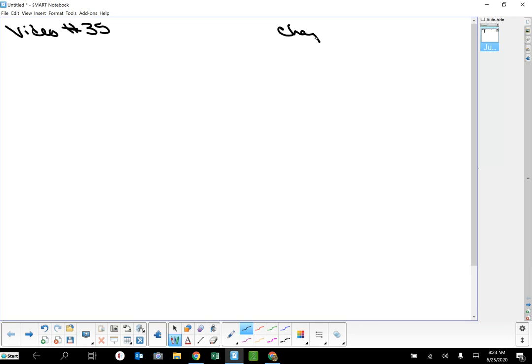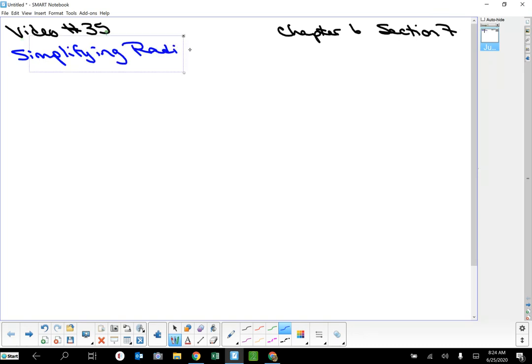And this is Chapter 6, Section 7. And this is all about simplifying radicals with an index higher than 2. And so let's just remember what that means.